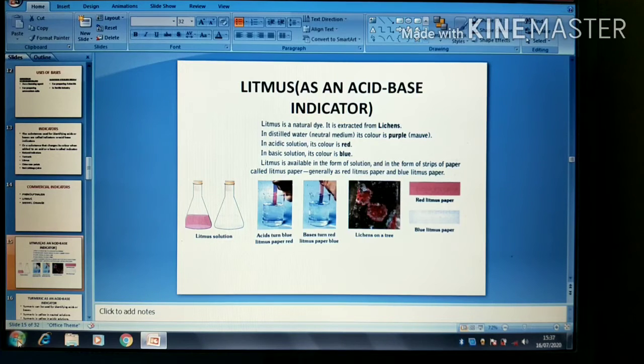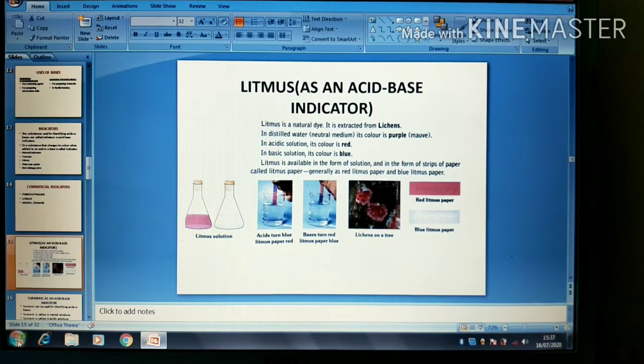Litmus as an acid-base indicator. Now litmus is a natural dye and it is extracted from lichens. You had studied about lichens in the chapter nutrition. Lichen is a kind of symbiotic association between a fungus and an alga. Alga being an autotroph, it synthesizes its own food through the process of photosynthesis and supplies it to the fungus. Fungus in return absorbs water and minerals and supplies it to the alga. So it is a kind of mutually beneficial relationship, and litmus is extracted from lichen.